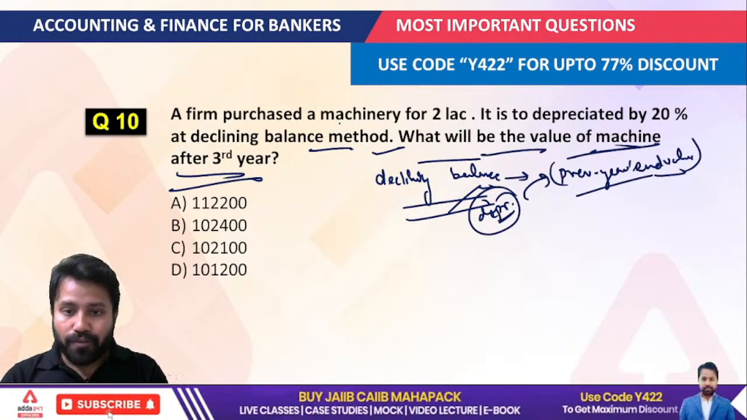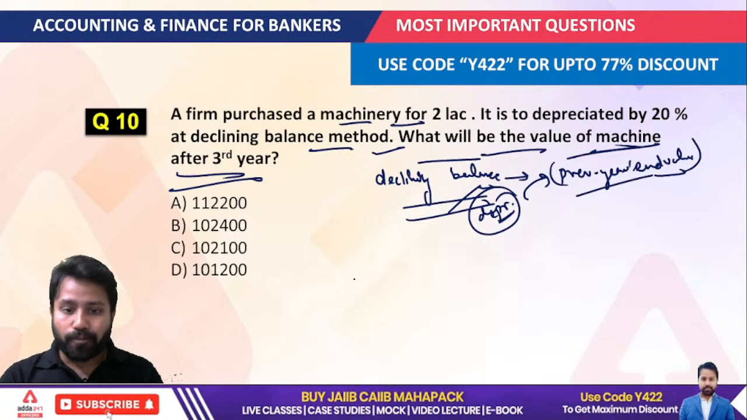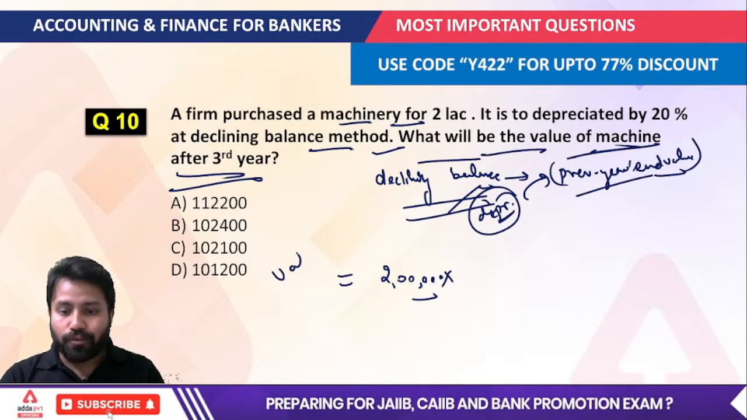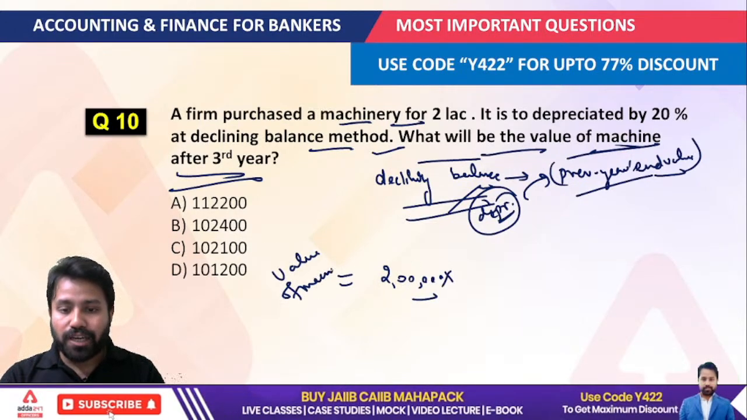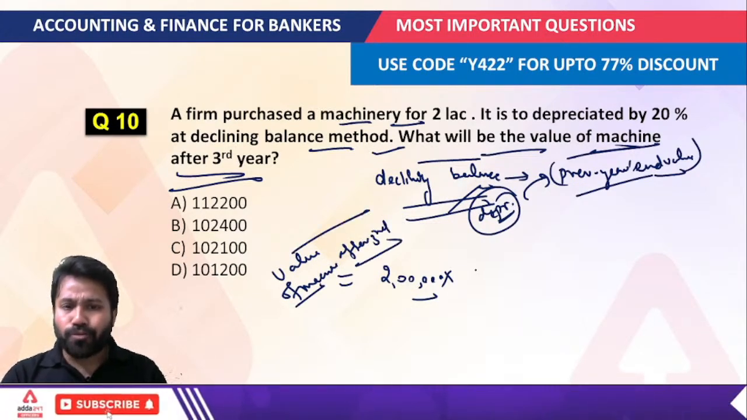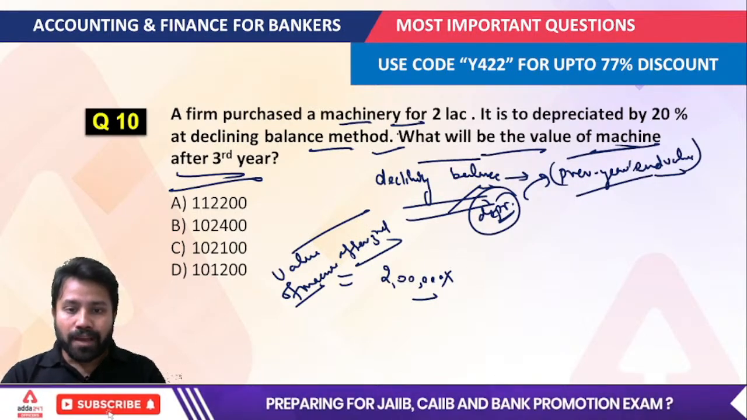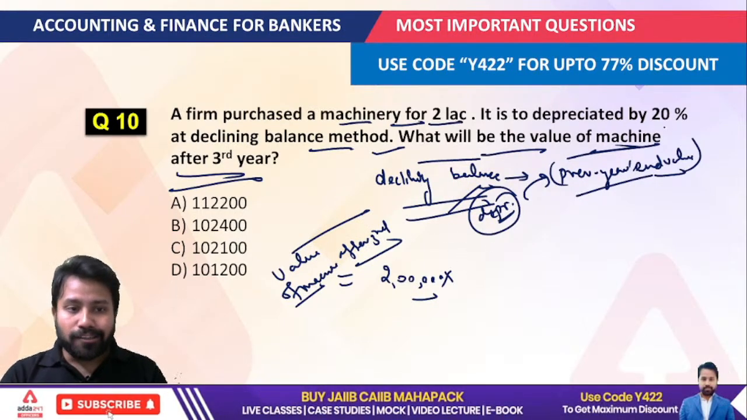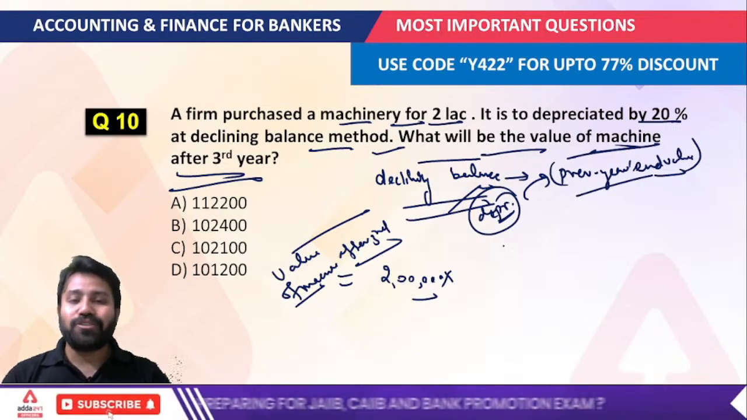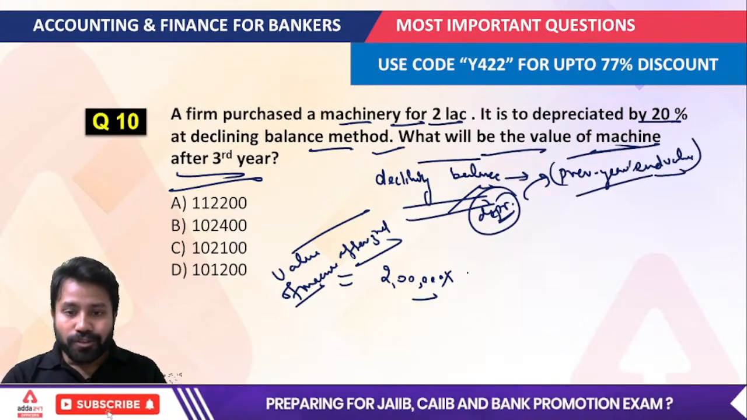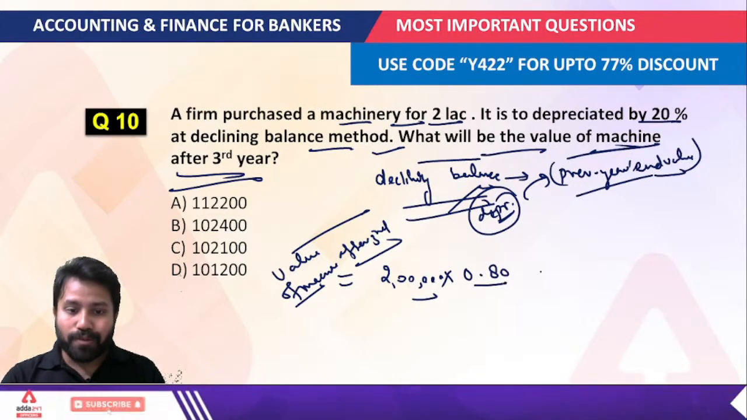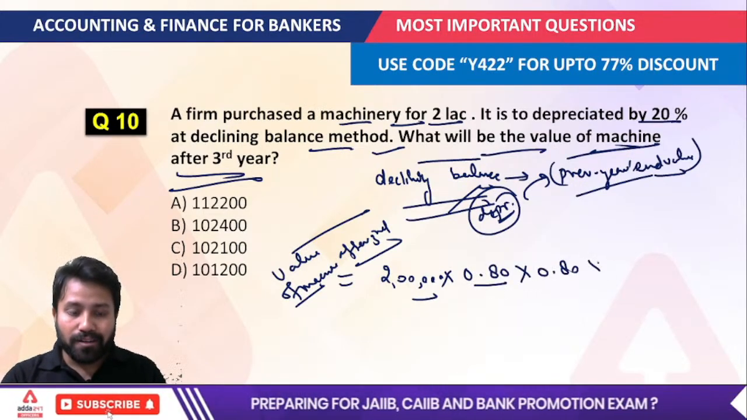Now we have the machinery of 2 lakh rupees, so you will just write here 2 lakh rupees, and if we have to calculate the value of the machine after the third year, how do we calculate in the exam in a very simple way? The value of the machine is 2 lakh, and it is to be depreciated by 20%. We also know that depreciation is always charged on the previous year end value. So you just have to multiply it with 0.8, 0.8, 0.8.